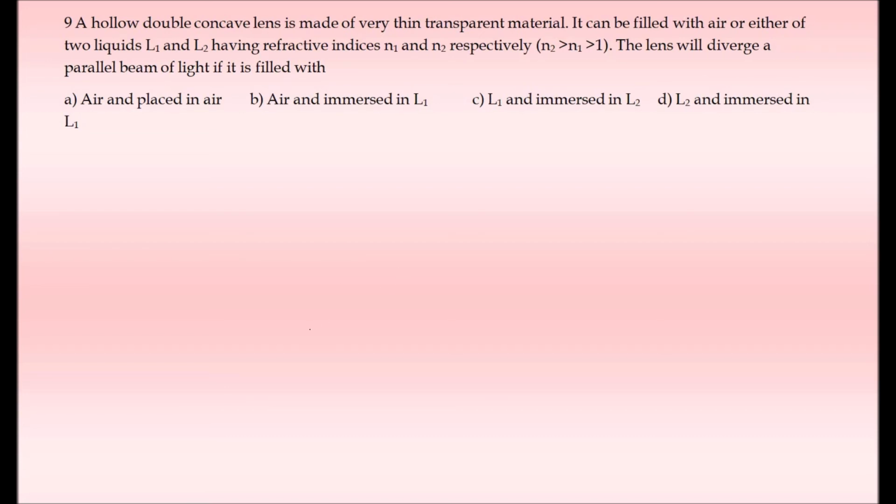So first we will apply the lens maker formula and try to understand what the option will be. The lens maker formula says that 1 by f is equal to mu lens divided by mu medium minus 1 into 1 by r1 minus 1 by r2, and it's a hollow double concave lens. Now since it's hollow, inside we can fill any other material also.